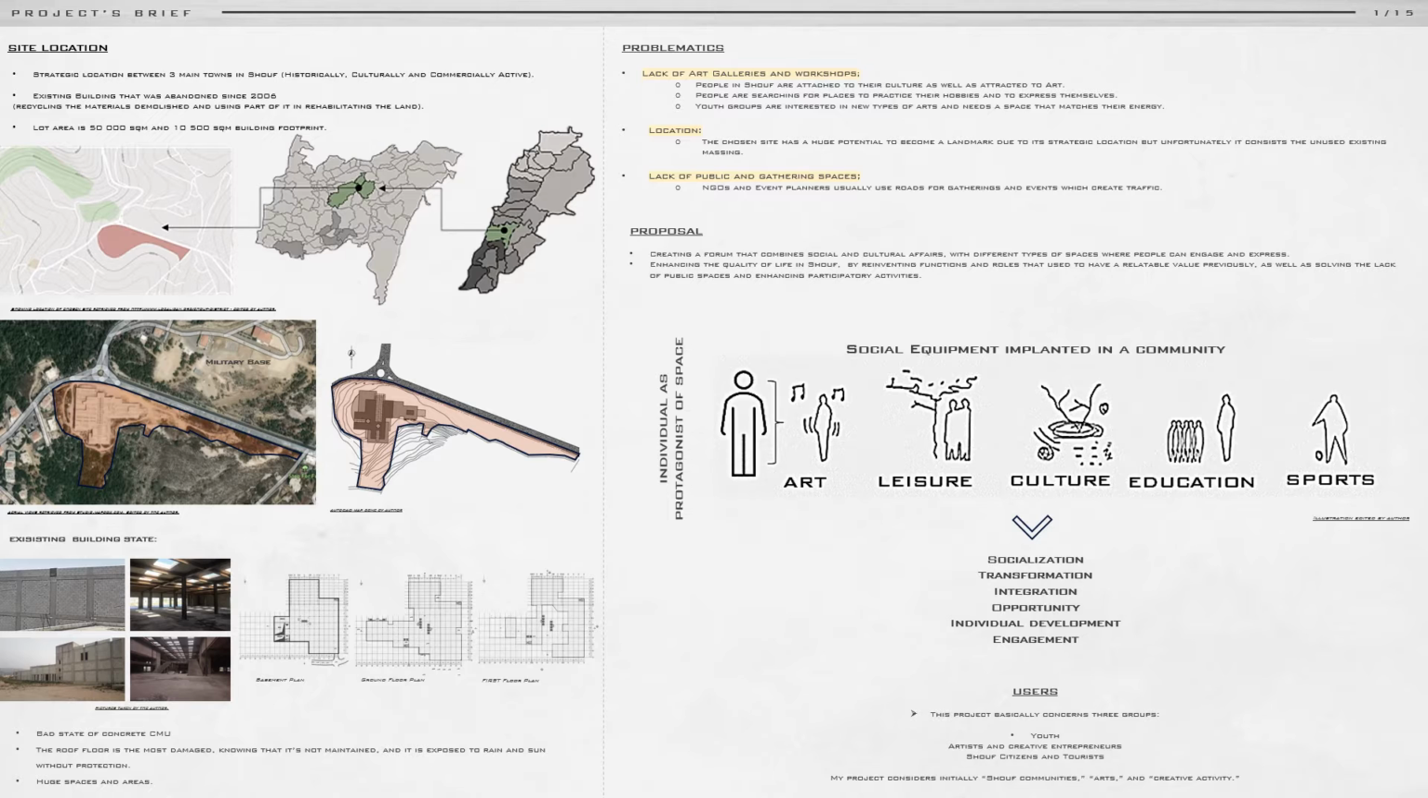On the other hand, the second problematic concerns the social aspect. People in Shouf are very attached to their culture and are interested in arts, but unfortunately there's a lack of spaces where people can practice and express themselves. Moreover, there's also a lack of public gathering spaces.